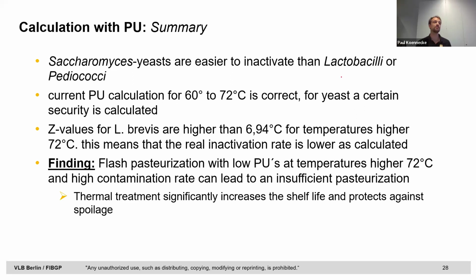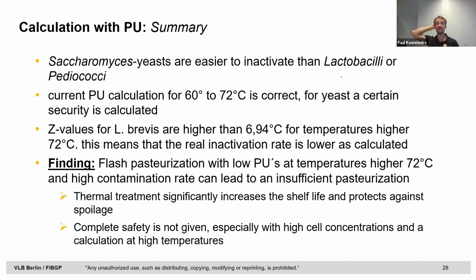So even if you don't kill them all, which you of course can't do in a pasteurization, you will kill a lot of them. Just really be sure that when you have a high contamination rate, probably go higher with your PUs. But in the end, a complete safety is not given, especially at high cell concentration and calculations at high temperatures. So normally pasteurization works, but sometimes it's very narrow whether you really achieve the time at a certain temperature when you have a high initial germ count.